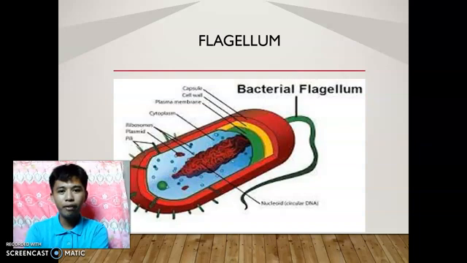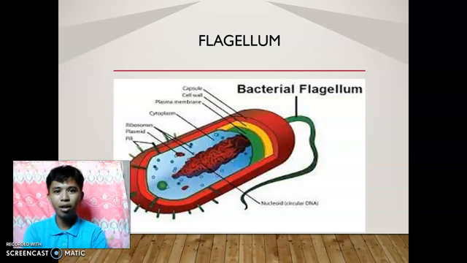The bacterial flagellum. Flagella are hair-like structures that provide a means of locomotion for those bacteria that have them. They can be found at either or both ends of the bacterium, or all over the surface.